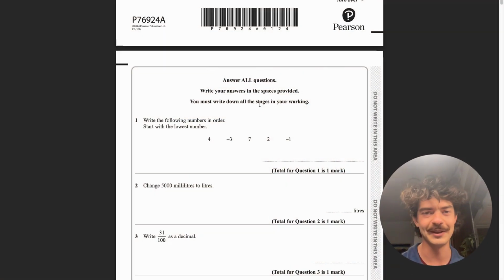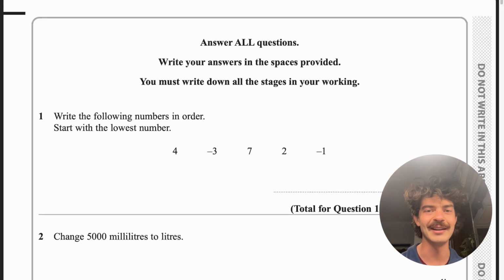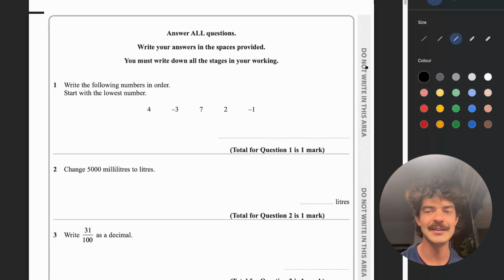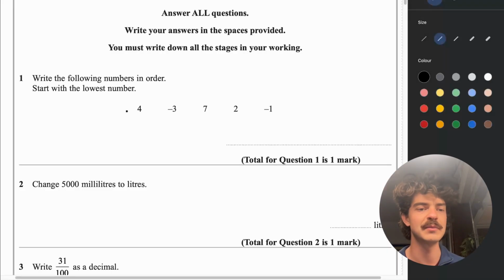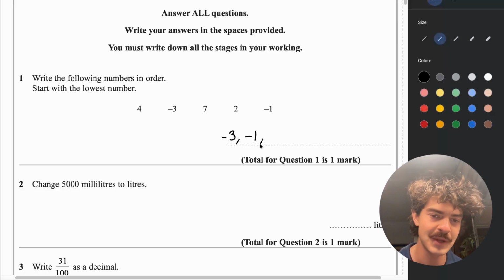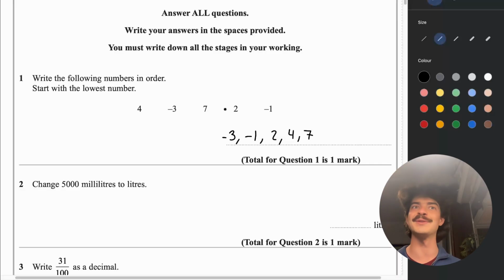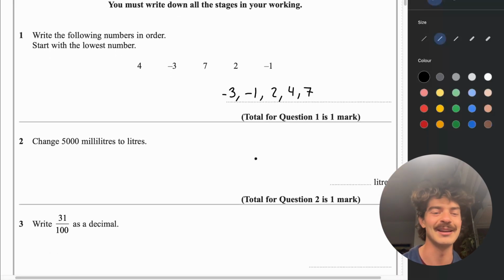So let's have a look at what we've got here. We've got question 1 right at the start here. We want to order the numbers from smallest to largest. So that's going to be starting with our negative numbers: -3, -1, 2, 4, 7. There we go. Remember, as negative numbers get more negative, they get smaller, so we're starting with the biggest negative number, and then switching as they become positive.